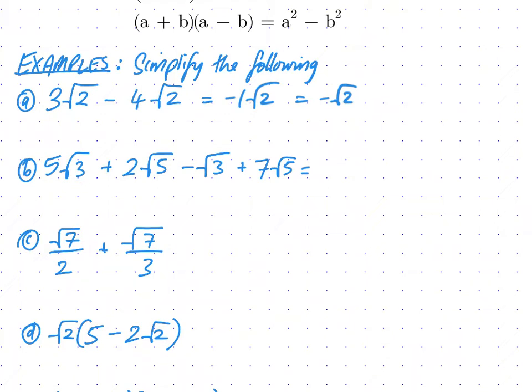Next we have 5 root 3 plus 2 root 5 minus root 3 plus 7 root 5. So I've actually got multiple like terms here and we can't combine them all. So you've got 5 root 3 is alike with the minus root 3, and 2 root 5 is alike with a 7 root 5. So you can only do simplification with those. 5 root 3's take away a root 3's, 4 root 3's. And then you've got 2 root 5's plus 7 root 5's is going to be 9 root 5's.